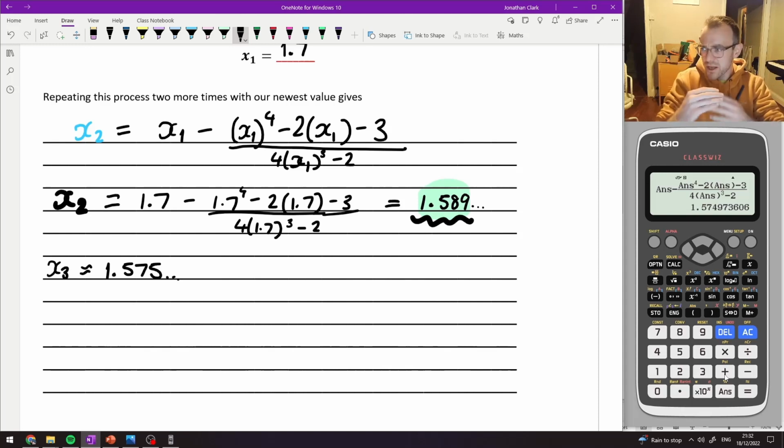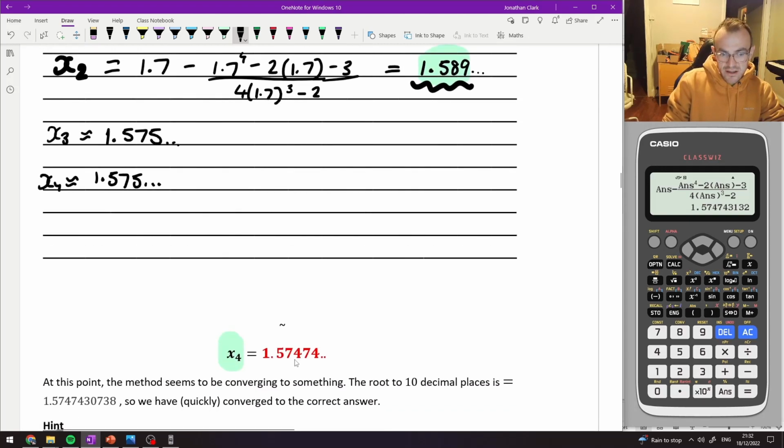So I'll call it 5. And it seems to be slowing down a little bit as well. We seem to be converging. I'll do it one more time. I just need to hit equals for this. There we go, and it didn't change at all for the first few decimal places. There we go, we've got something like that there, which is great.